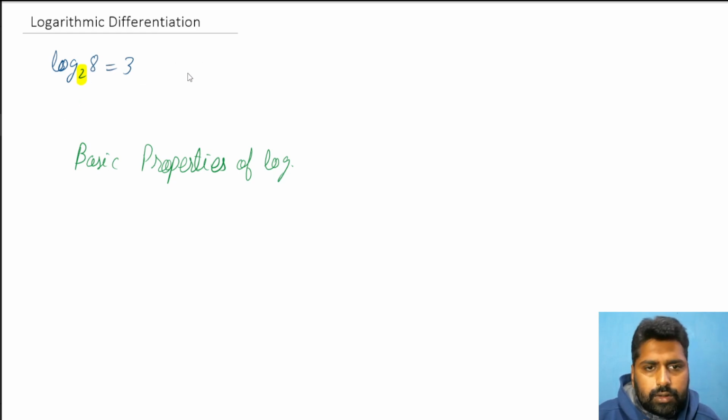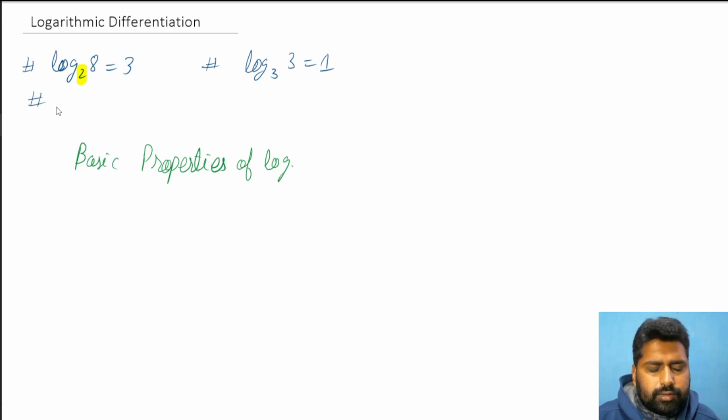Okay, now think like this. Log, base instead of 2, let's take 3. Base 3 of 3. So 3 raised to power what? What can you raise the power of 3 so that you get 3 also? So that's 1. Okay.